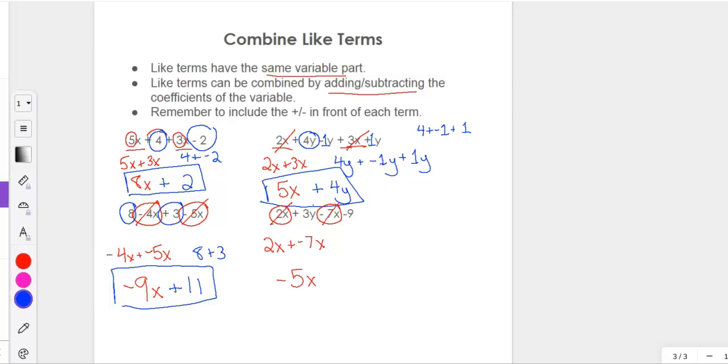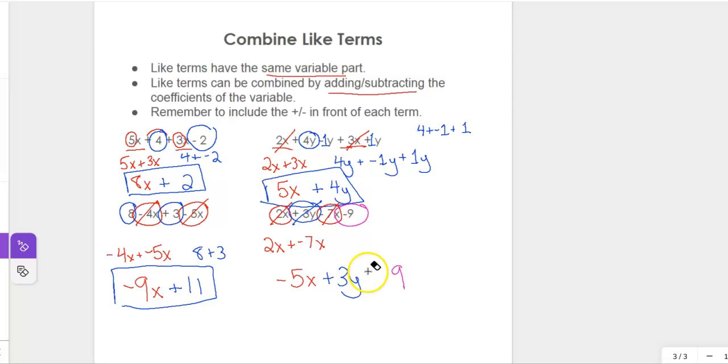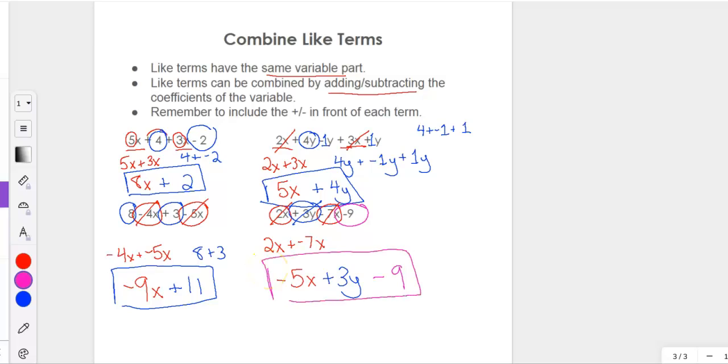I move on to y's. It looks like I only have one y, so there's nothing to combine that with. So I'm just going to leave that as a positive 3y. Okay, lastly, I move on to constants. I have a negative 9. So you could write this as a plus a negative 9, or you could just subtract 9. They mean the same thing. Either one is an acceptable answer. And that would be your answer. And that is how you combine like terms.